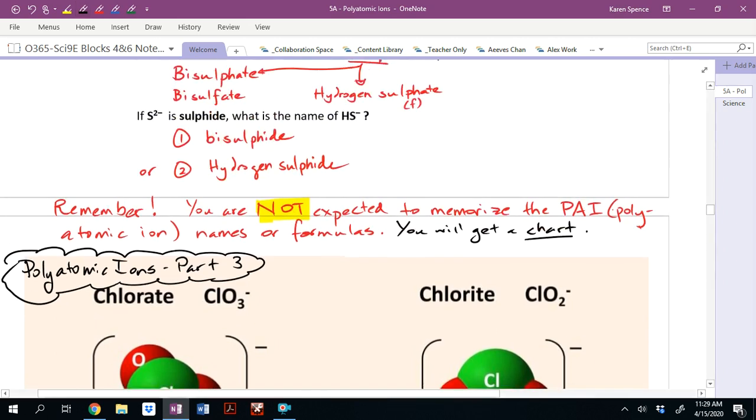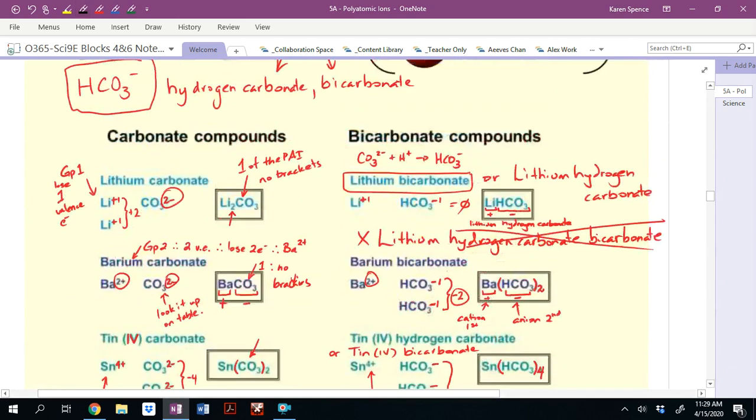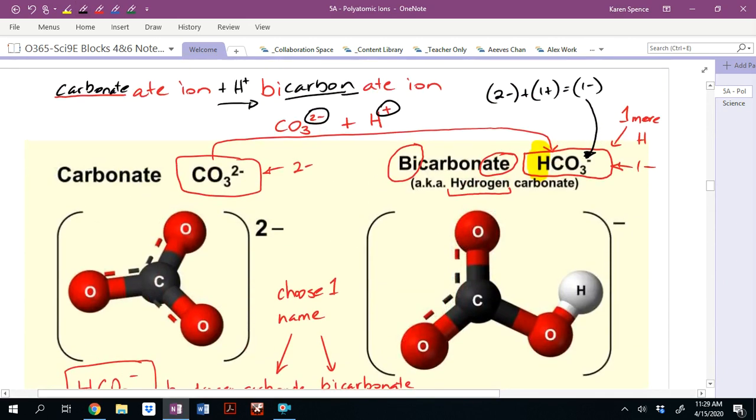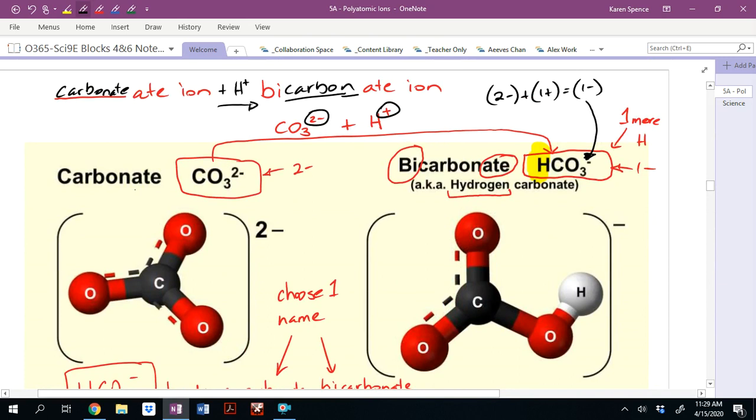So for example, last day, if you remember, we learned about ate compounds. And then if we put a bi in front of it, what it means is that we're adding an H plus ion to it. Okay, why am I bothering to teach you that? You'll just be able to look up carbonate and bicarbonate on your chart.